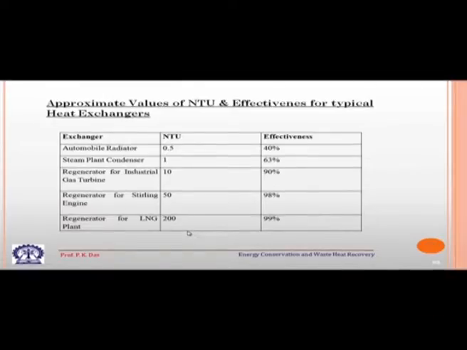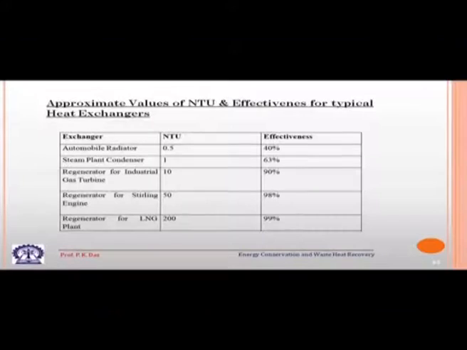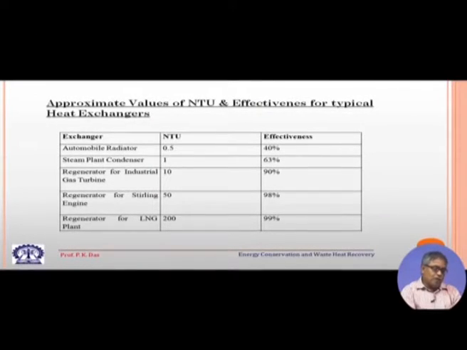So, this is a kind of exponential behavior, and you know that effectiveness, a theoretical value without violating the laws of thermodynamics, could be 1, and to approach an effectiveness of 1 or 100%, we have to have an NTU of the order of infinity. That means the heat exchanger should be infinitely large, or an infinite amount of heat transfer area is available.